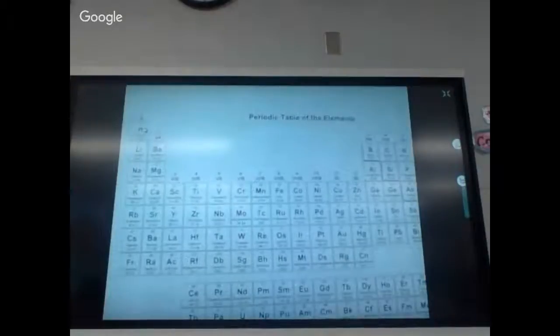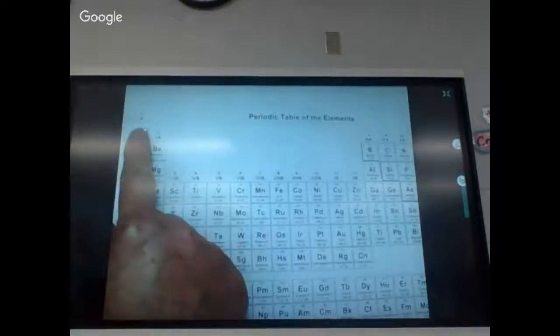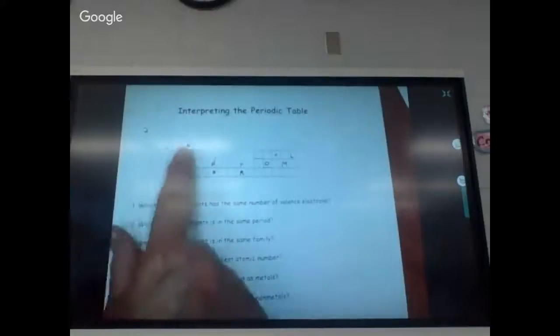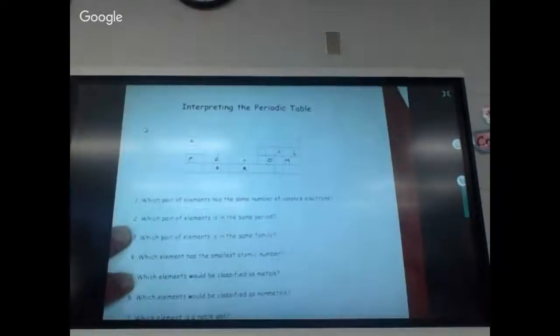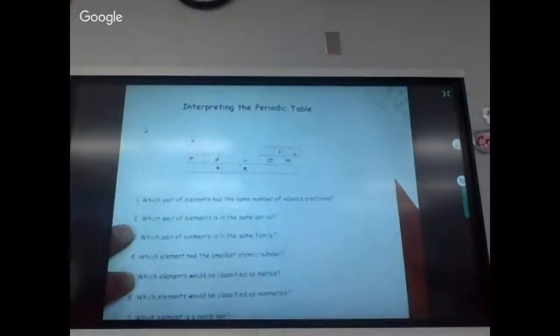All right, so when you look at this and you look at the placement, the smallest atomic number is here, so it would be a 1. So who's in that same place here? Okay. All right. Which elements would be metals? Well, where are metals on here? Think about that. So which letters would be metals?